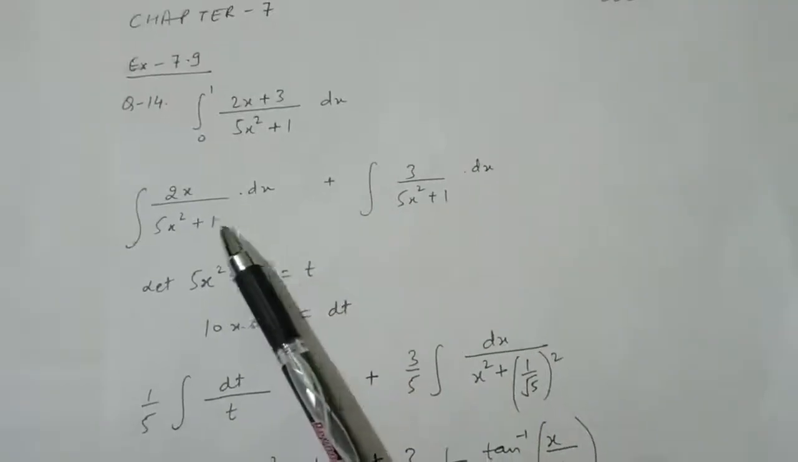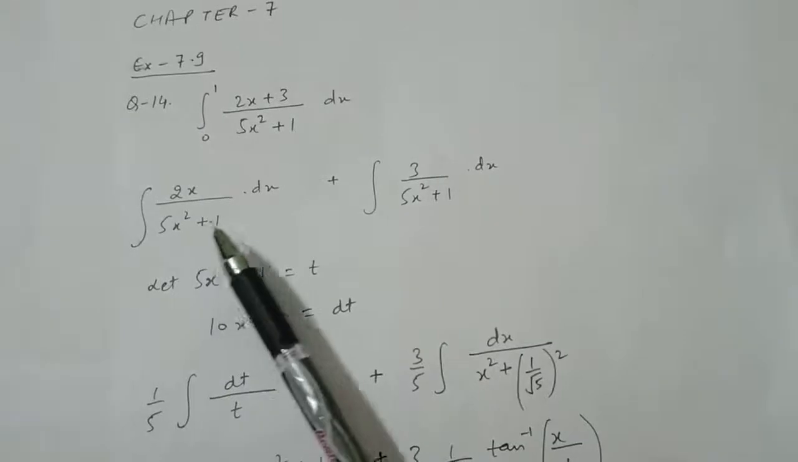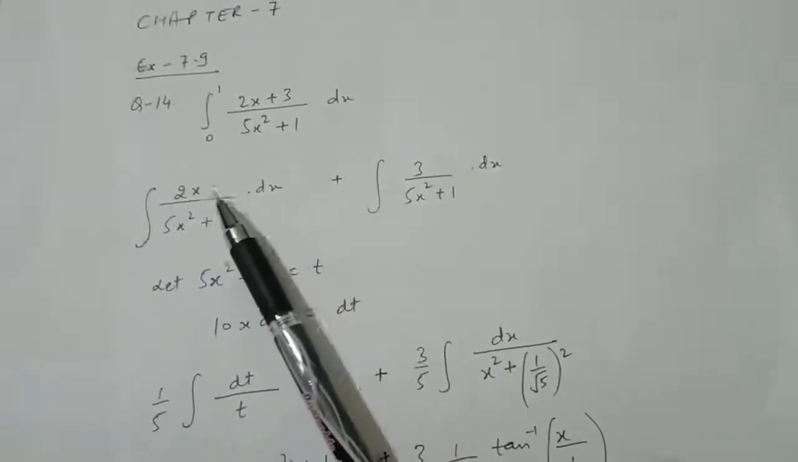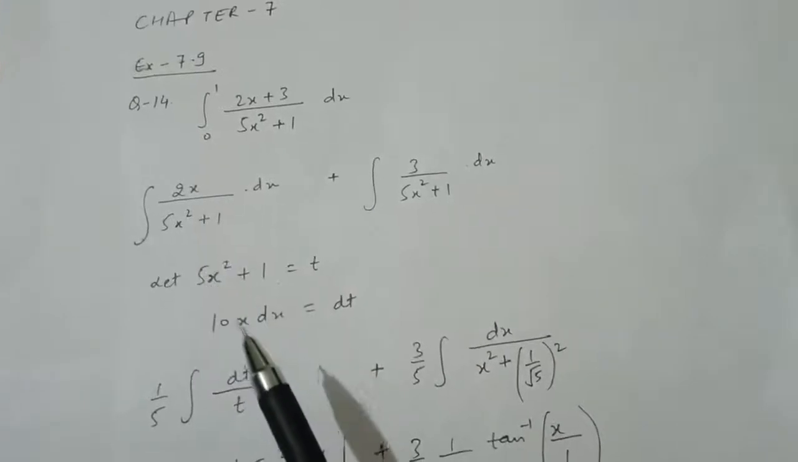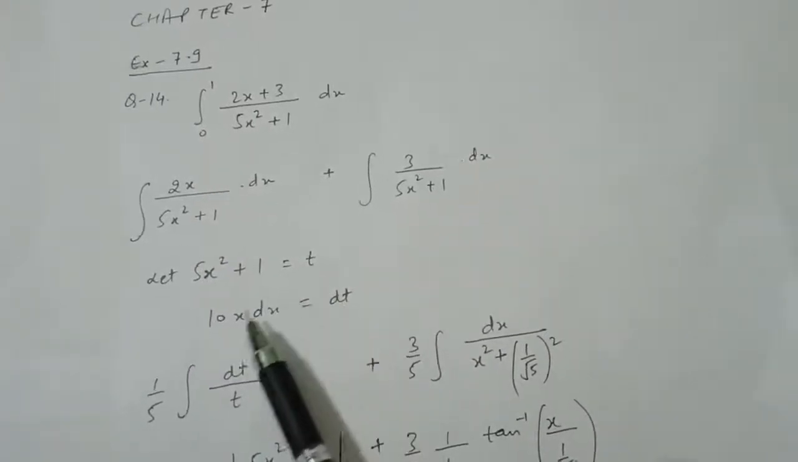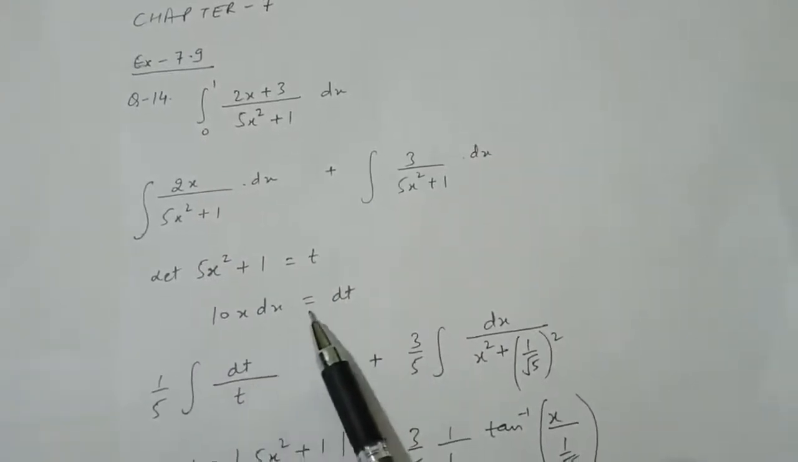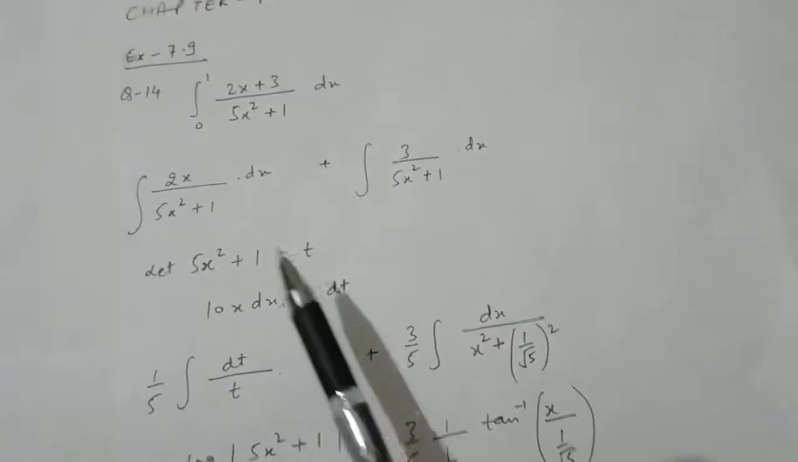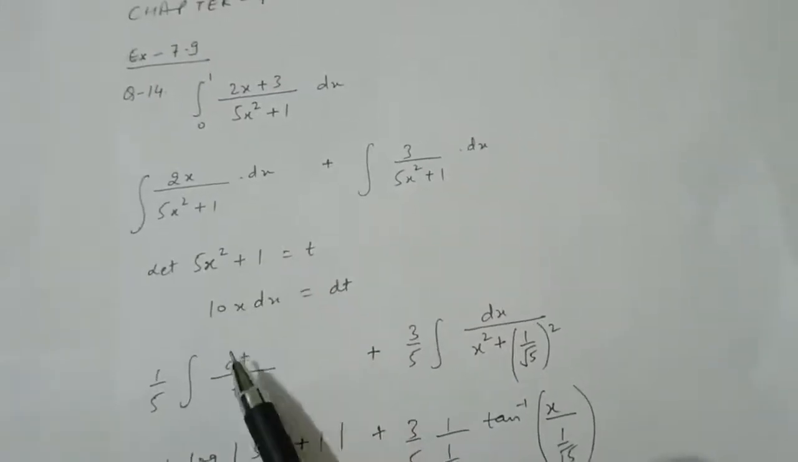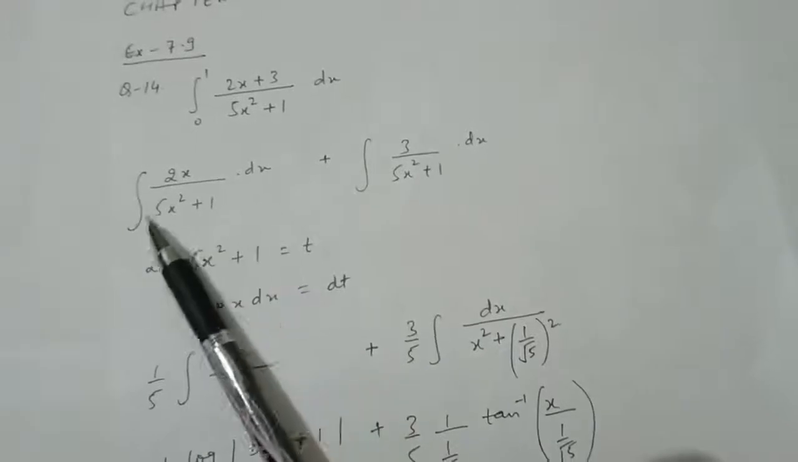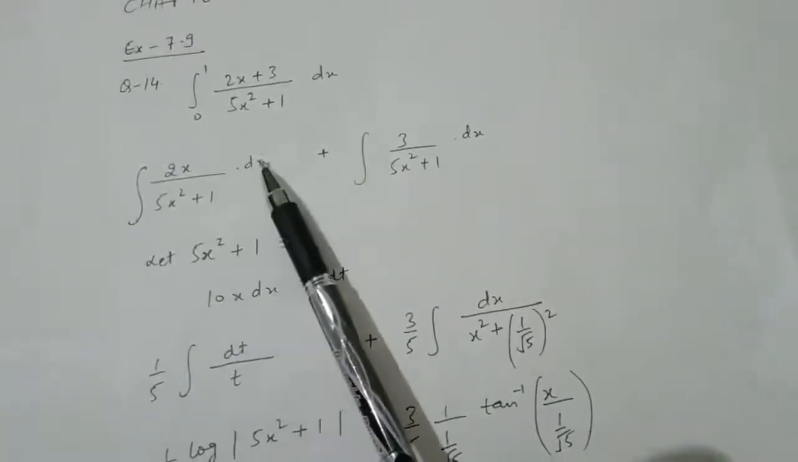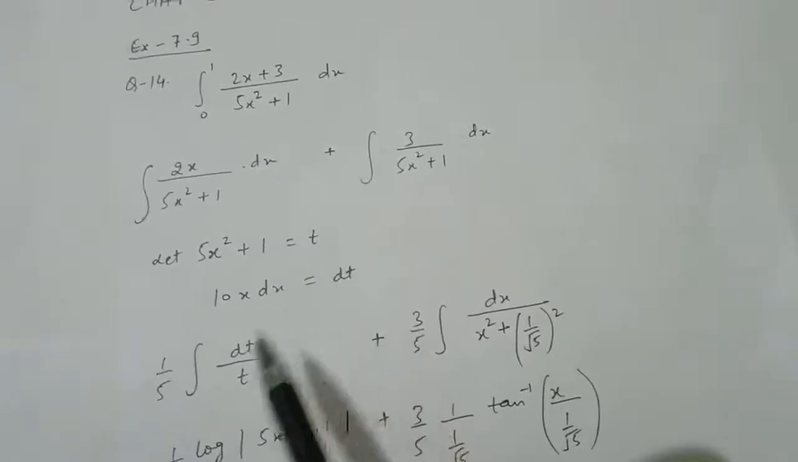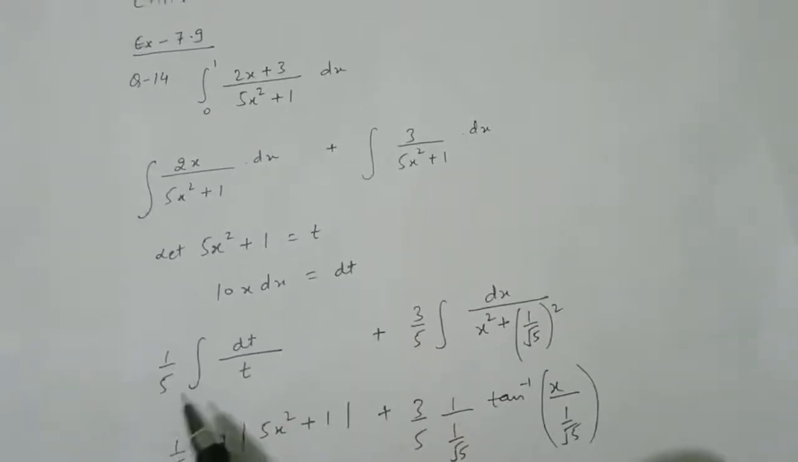Now for this integral you will take the denominator as equal to t because x exists in the numerator, right? Now differentiate both the sides, you will get 10x dx equal to dt. So this integral will now become the integral of, in place of 5x square plus 1, t, and in place of 2x dx you will get dt upon 5, right?